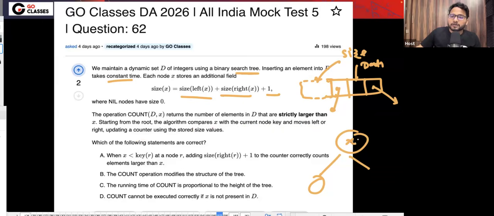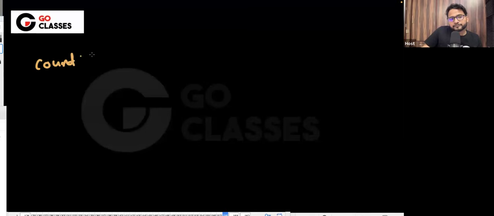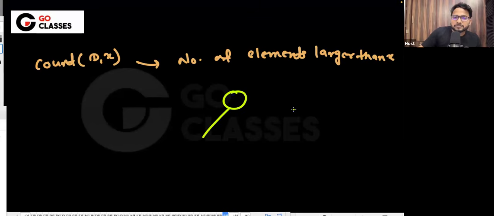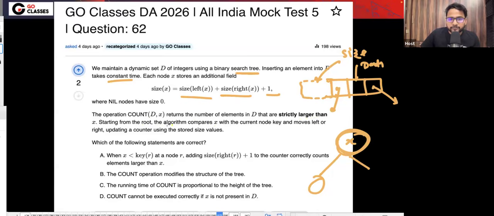So basically you want to know the size of this, right? So you will be going to the left or right depending on the node key. We want to know the number of elements larger than x, right? So we will be starting from the root. That's what they are saying: compare x with the current node key.